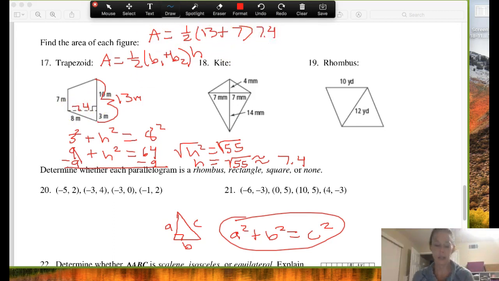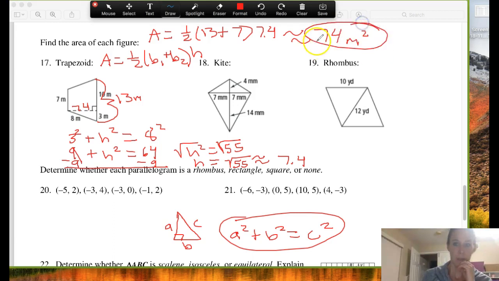So just do this on a calculator. I'm just going to go 13 plus 7, divide that by 2, and then multiply that by 7.4. And that's going to give me approximately 74 meters squared. Okay, and that's the area of this trapezoid. Depending on how you round, it will be approximately 74 meters squared.